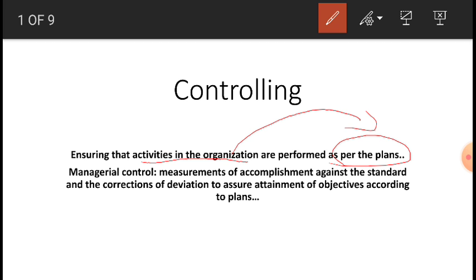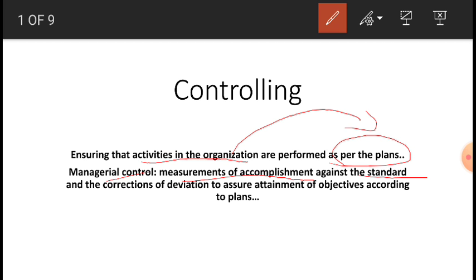So the definition of controlling, or the question might be, what do you mean by managerial control? It is a 2 marks question. So you need to write: measurement of accomplishment against the standards and correction of deviation to ensure attainment of objectives according to plan. We will just split and study this. It is measurement of accomplishment. Measurement means to measure, accomplishment means what the organization has achieved, against the standards.